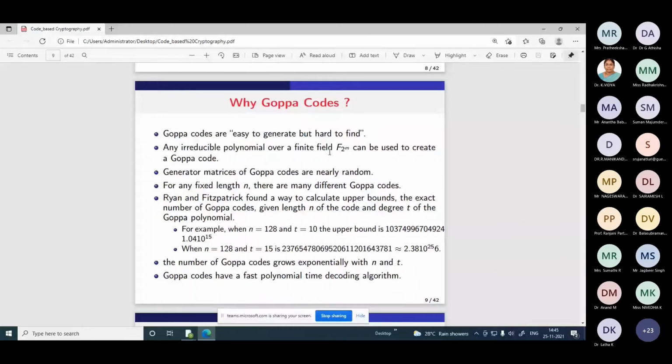Hereafter we are going to see a binary Goppa code. Instead of F_q^m, we will be seeing F_2 to the power m. So the elements will be bit strings, right? Bit strings can be used to create a Goppa code.